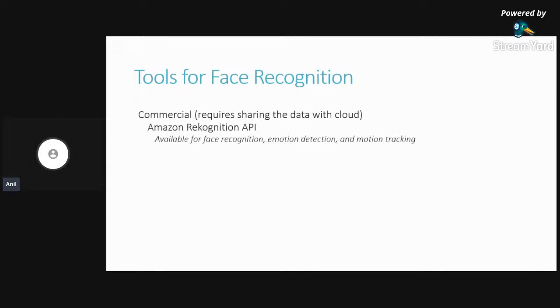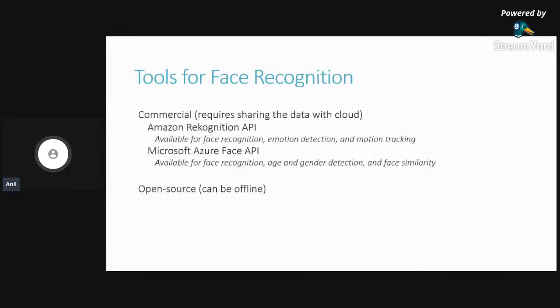Okay, so the popular commercial face recognition tools that are available are, first of all, the very famous Amazon Rekognition API, which provides functionalities like face recognition, emotion detection, and motion tracking from images. Another is Microsoft Azure Face API, where we can do face recognition, age and gender detection, and face similarity. Face similarity is a very interesting application where we can upload our face image and identify who is the most similar face to ours on the internet.